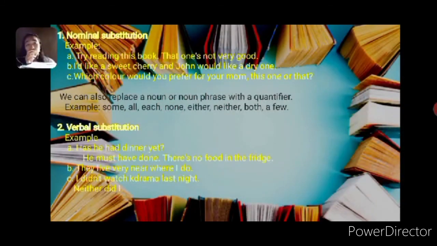Verbal substitution, or a replacement of a verb. For example, has he had dinner yet? He must have done. There's no food in the fridge. So here, the word done substitutes for the verb group had dinner. They live very near where I do. So here we can use a form of do to avoid repeating a present or past simple verb. I didn't watch K-drama last night. Neither did I. So here, this pattern can be used to agree in a short answer.